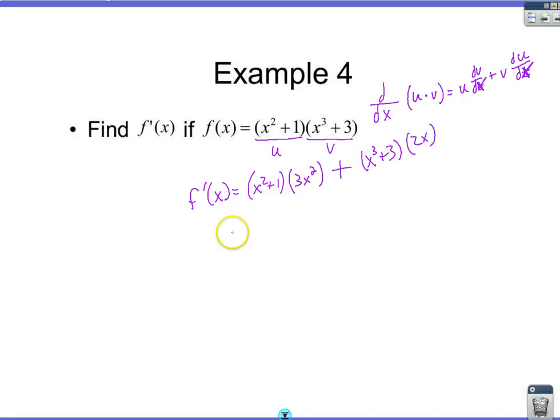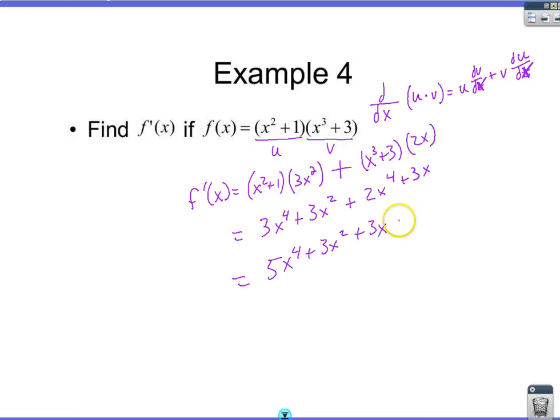And then I go ahead and multiply this out. When I multiply this out, this will be equal to 3x to the 4th plus 3x squared plus 2x to the 4th plus 3x ... and I can go ahead and combine like terms. This is equal to 5x to the 4th plus 3x squared plus 3x. And that's what f prime is.